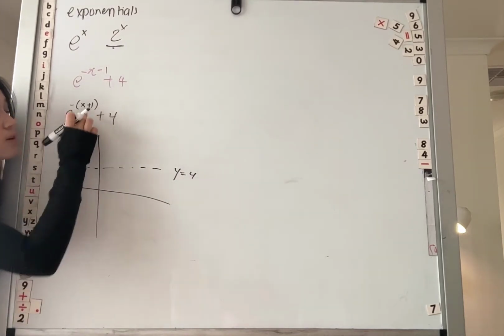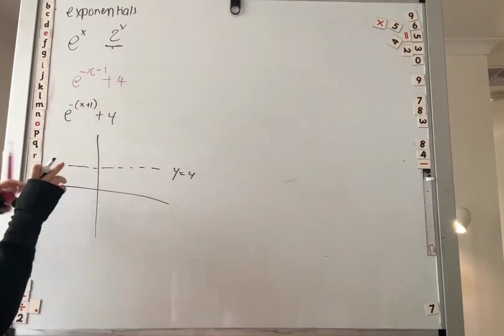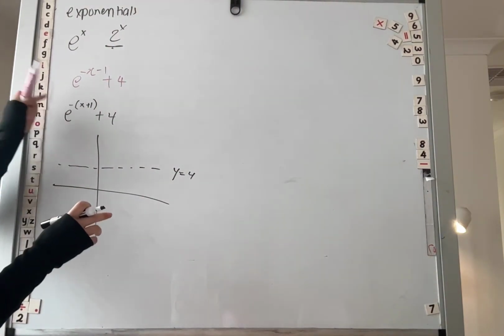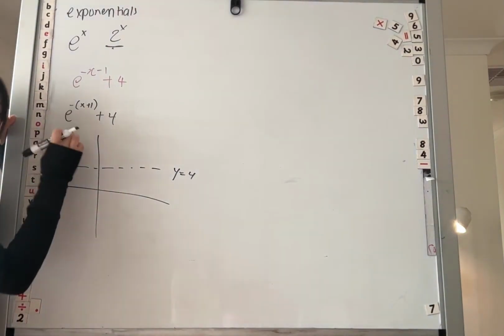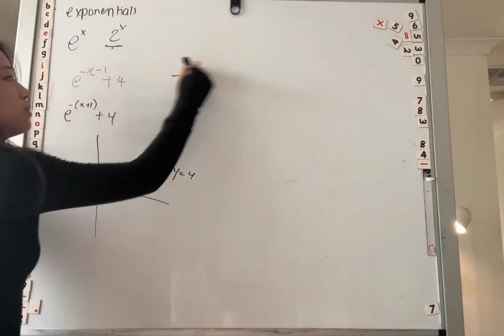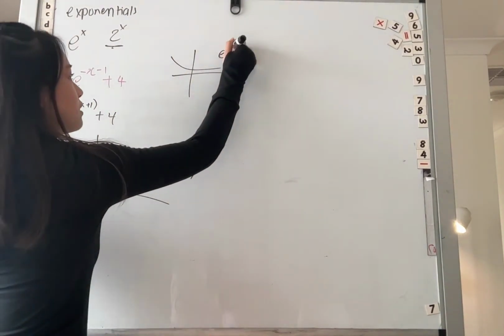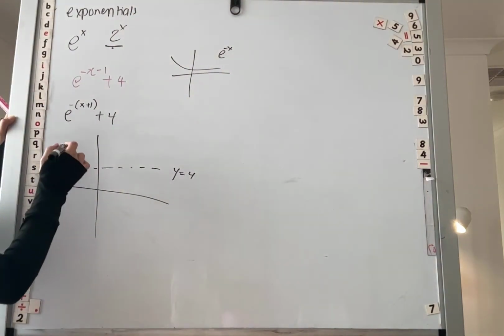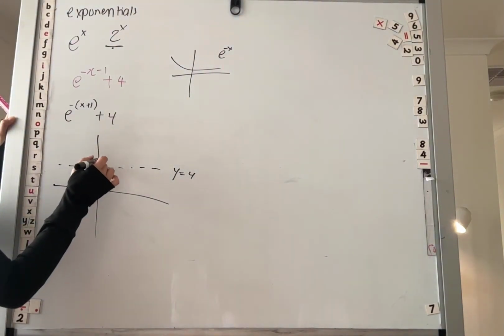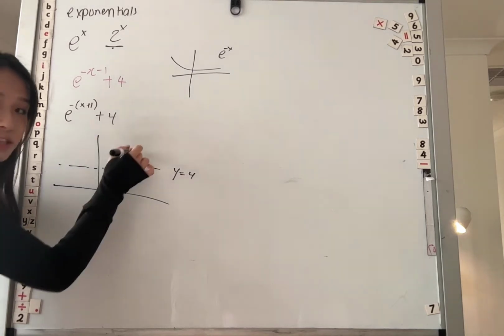I know that I'm moving 1 unit to the left. So now I'm going to look at the translation. This is a negative 1, e to the power of negative x. So I know the basic graph looks like this, decaying, right? So all I'm going to do is follow that curve down this way. This is the basic shape in my head.